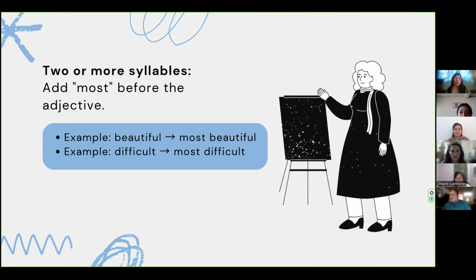For superlatives, we use the words the most before the adjective. So famous becomes the most famous, for example. And another example is beautiful, most beautiful, difficult, most difficult. In a sentence, for example, Albert Einstein is considered the most famous scientist of the 20th century.